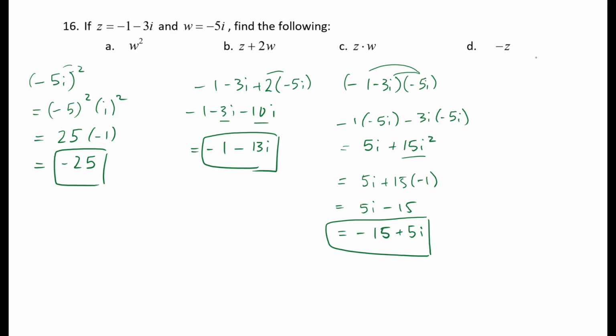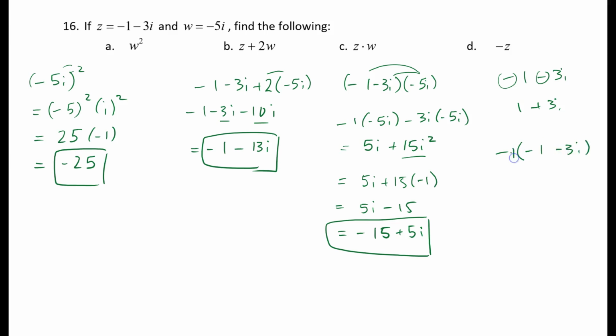Then negative z, you can think of that as just the opposite of z. So one way to do that is if z is negative 1 minus 3i, the opposite of z, we can just change the signs on both pieces to 1 plus 3i. Or another way to think of that is negative z is negative of negative 1 minus 3i.